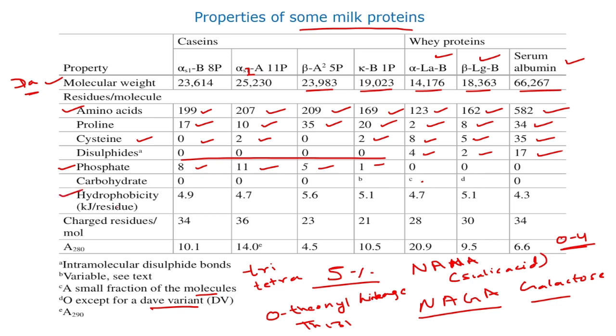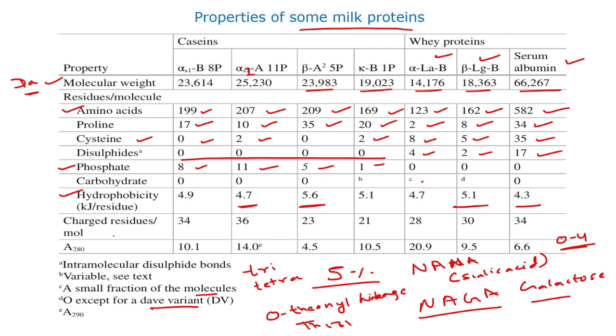Then coming to hydrophobicity, depending on the number of hydrophobic amino acids. Among the caseins, beta casein is the most hydrophobic, and the most hydrophilic is alpha S2 casein. Among the whey proteins, beta lactoglobulin is the most hydrophobic, and serum albumin, BSA, is the most hydrophilic. Among all the proteins, the major hydrophobic protein is beta casein, with hydrophobicity of 5.6 kilojoule per residue.